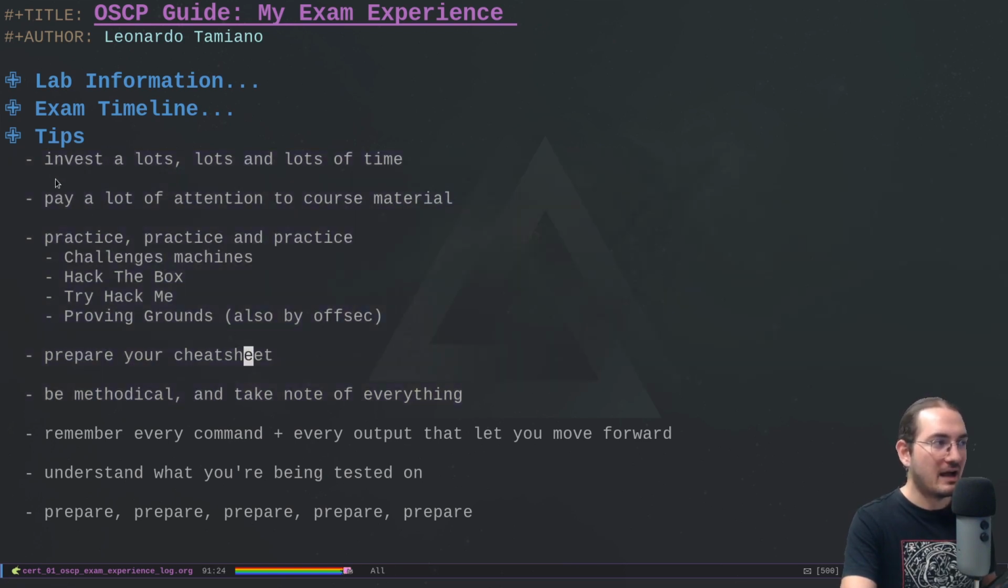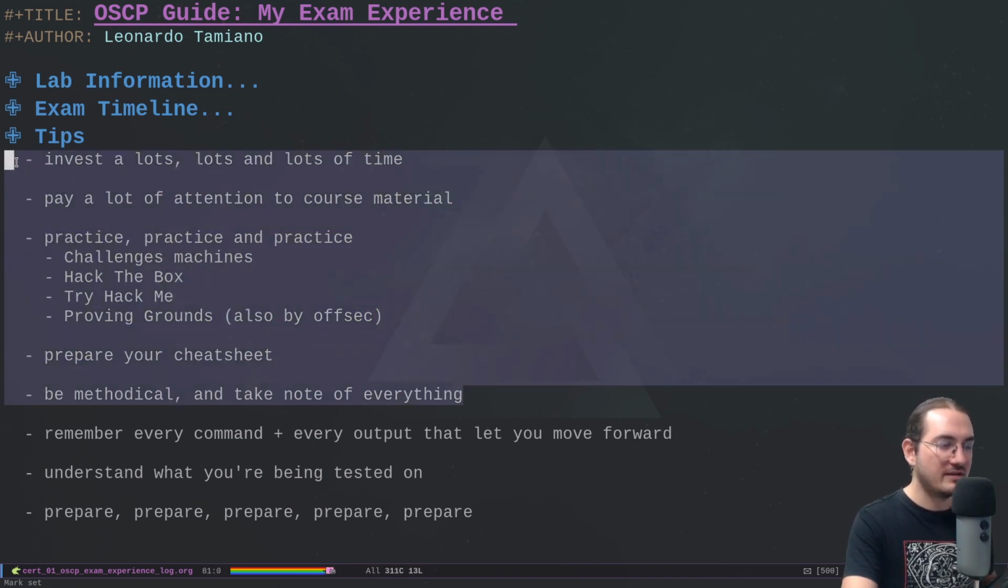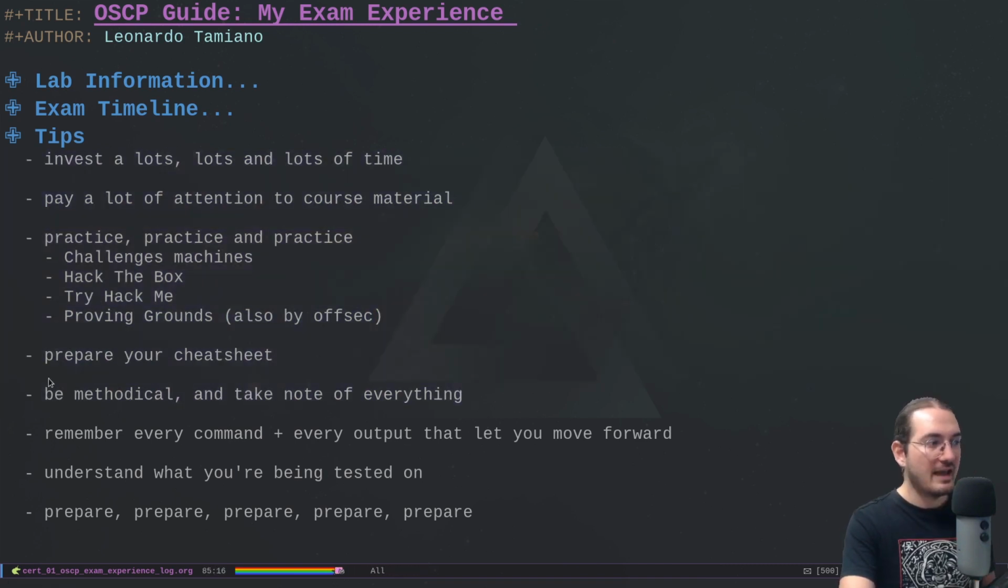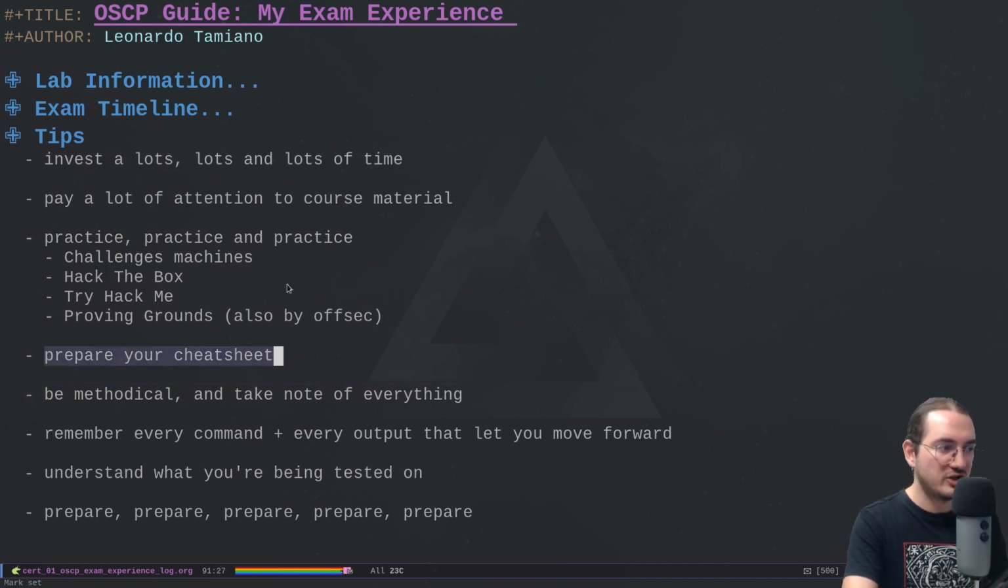Typically, people either don't invest a lot of time, or they are lazy and they don't take note of everything, or they don't prepare the cheat sheet well, they don't practice enough. Those are all the things that you really need to do well. And even if you're not methodical all the time, while you prepare your cheat sheet and practice for the exam, try to be more methodical than you typically are.